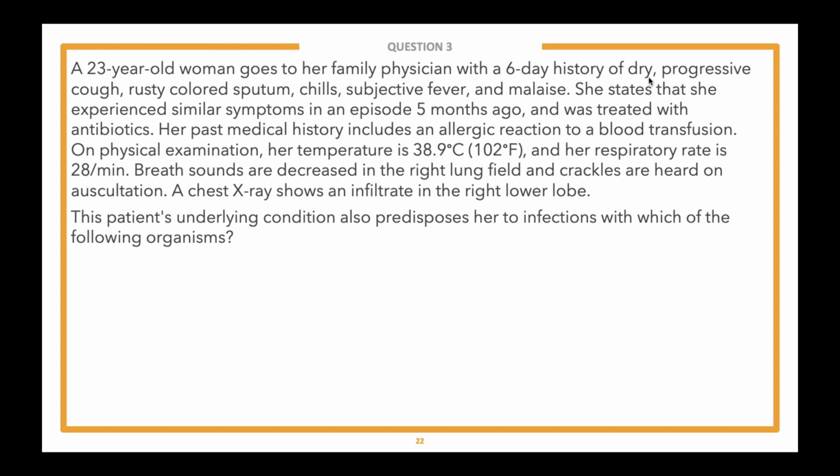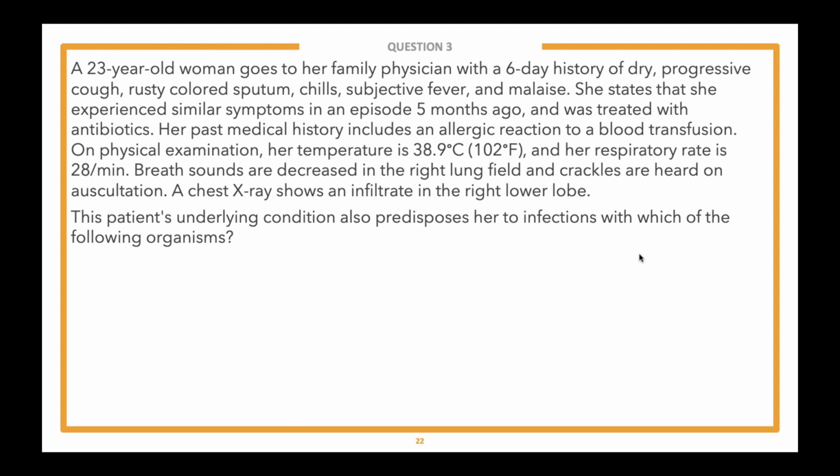I see the responses coming in, so let's go ahead and read that vignette. A 23-year-old woman goes to her family physician with a 6-day history of dry, progressive cough, rusty-colored sputum, chills, subjective fever, and malaise. She states that she experienced similar symptoms in an episode 5 months ago and was treated with antibiotics. Her past medical history includes an allergic reaction to a blood transfusion.